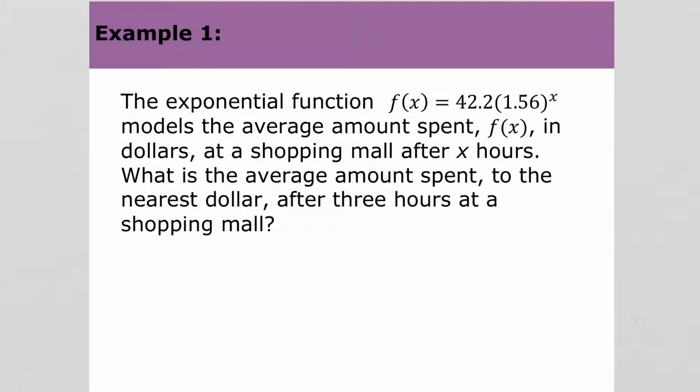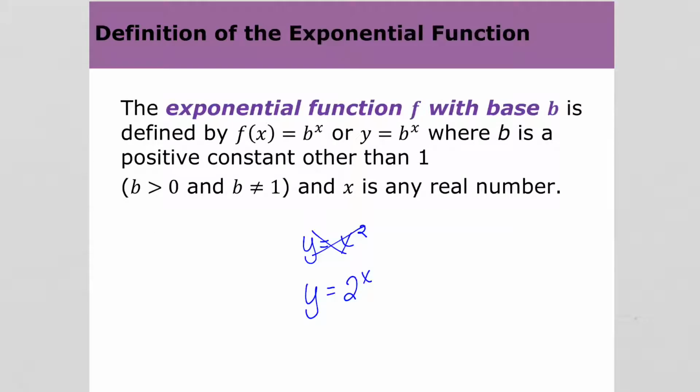Example 1 says the exponential function f of x equals 42.2 times 1.56 to the x models the average amount spent, f of x, in dollars at a shopping mall after x hours. Now, I want to point out that exponential functions are not just f of x equals b to the x, but it could be some number times b to the x. And in this case, your x is the exponent. The x is on the b. And then the a is just being multiplied.